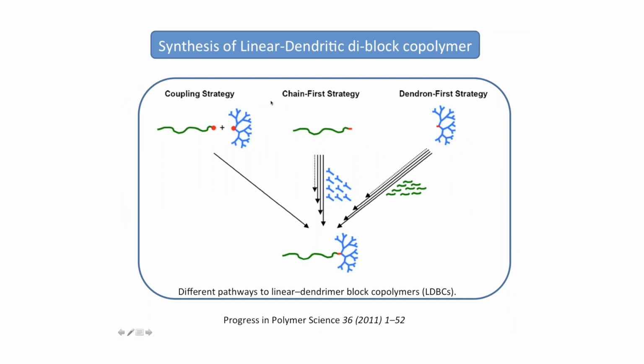Now, there are several strategies to make this type of surfactant. One can have a coupling strategy in which you have a linear part that is attached to the branch part, or you can have a chain-first strategy in which the macroinitiator allows for the growth of the dendron, let's say by divergent methods, or we have the dendron-first strategy, meaning the macroinitiator is actually a dendrimer. The linear polymer grows by addition polymerization on the branch. And that means that this type of linear dendrimer block copolymer can be accessed through 3 different methods.